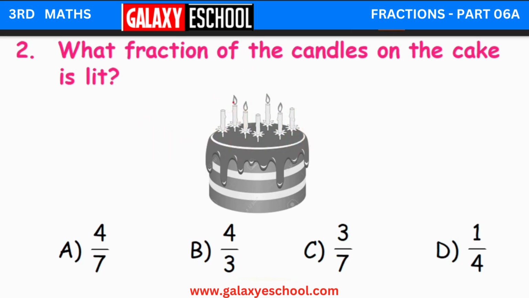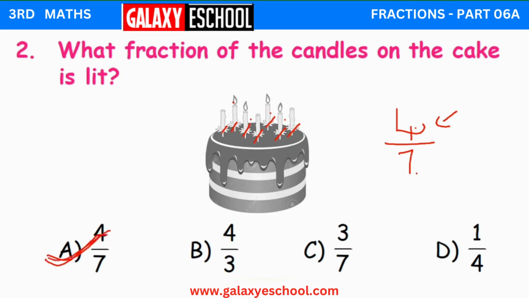Now what will it be? Just now we counted that the number of candles that are lit, that are burning, are 4, divided by the total number of candles. How many do we have? 1, 2, 3, 4, 5, 6 and 7. So 4 becomes our numerator, 7 becomes our denominator. So 4 by 7 is the fraction of the candles that are lit. If you look at the options, option A, 4 by 7 is the correct one. Okay children, understood question number 2?